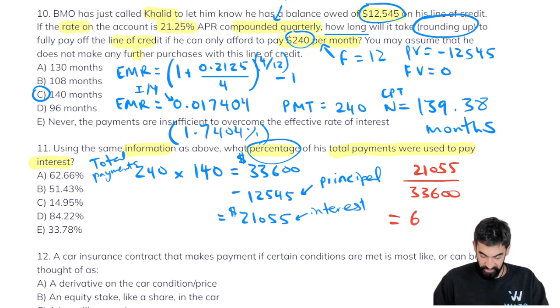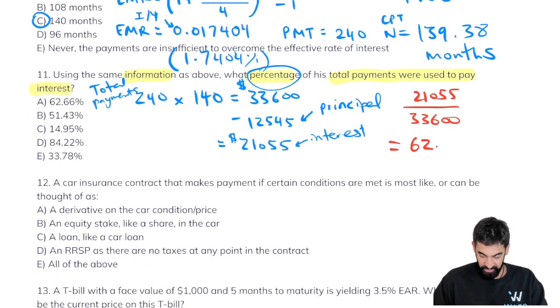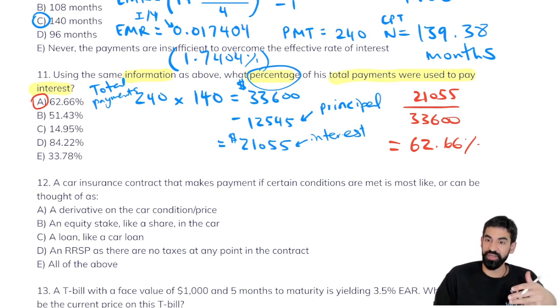And that will give me 0.6266, or if you times it by 100, that's 62.66%, which is A. Okay, so take his total payments minus the principal, or how much he borrowed. That's the interest, and then divide it by the total payments to get it as a percentage.